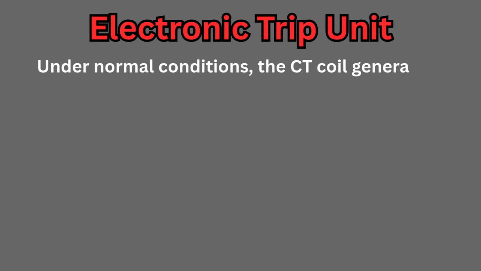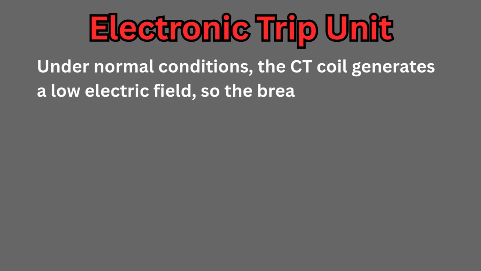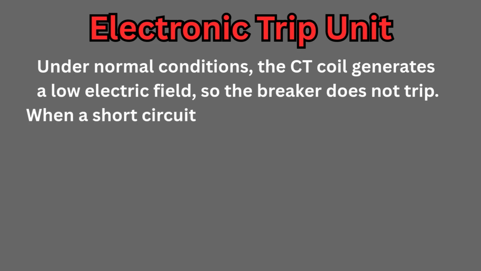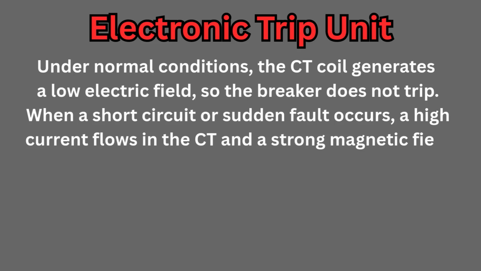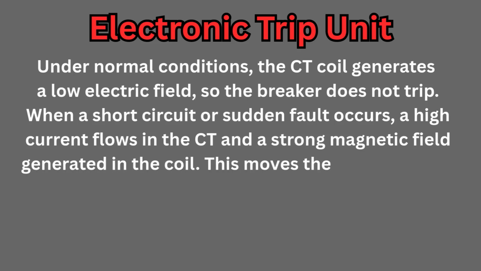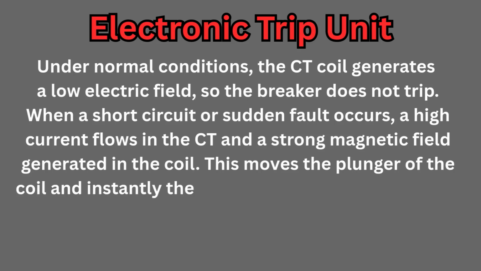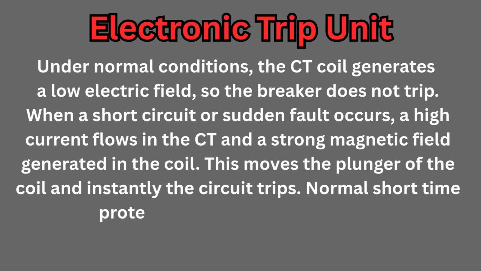Under normal conditions, the CT coil generates only a low electric field, so the breaker does not trip. When a short circuit or sudden fault occurs, a high current flows in the CT and a strong magnetic field is generated in the coil. This moves the plunger in the coil and instantly the circuit trips. Normal short-time protection tripping time shall be 0.2 to 0.5 seconds.